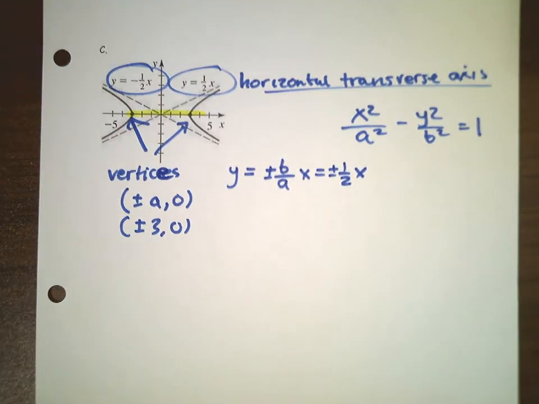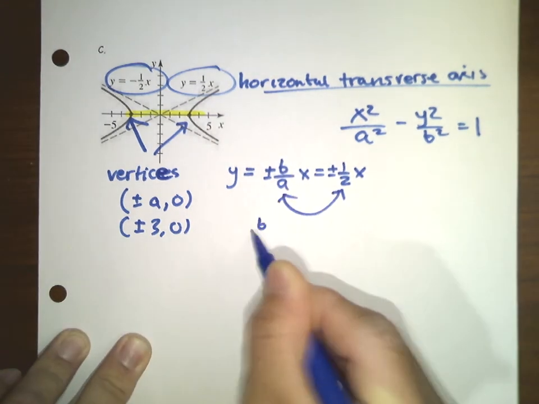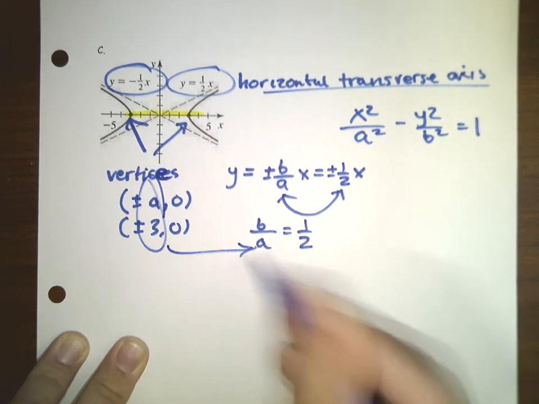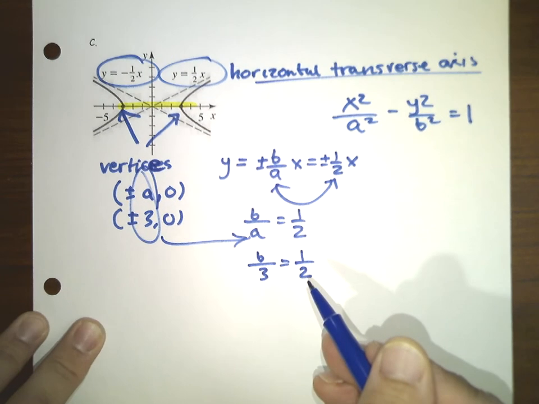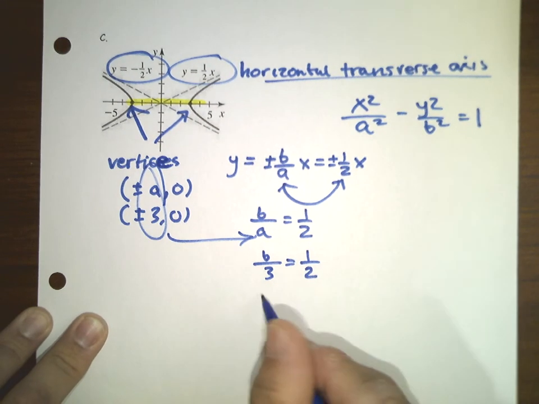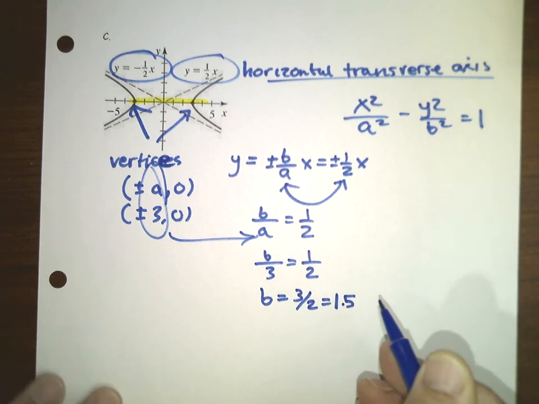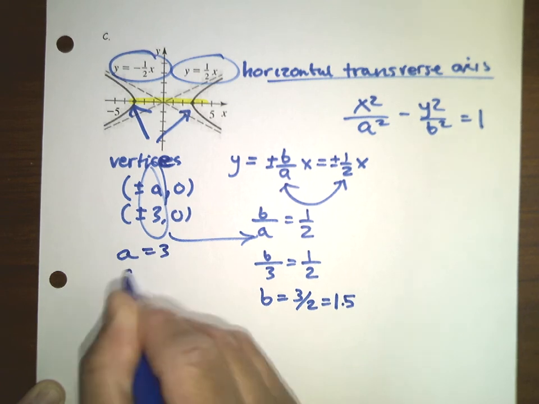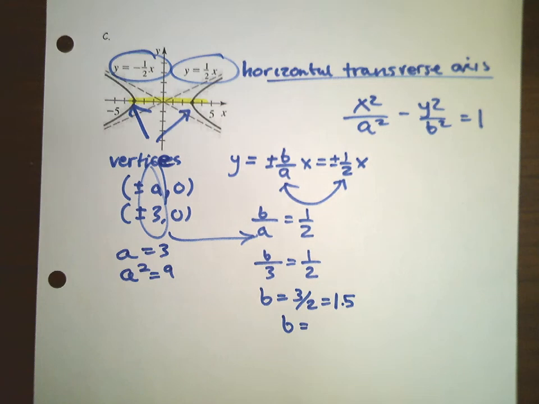So what do I know then? I know that b over a has to equal 1 over 2, and a was equal to 3, so b over 3 is equal to 1 over 2. Then I multiply by 3 to get b equal to 3 over 2, or 1.5. So a is 3 and squared is 9, and b is 1.5 and squared is 9 over 4, or 2.25.